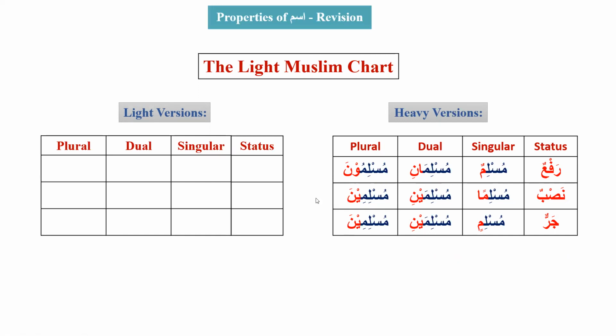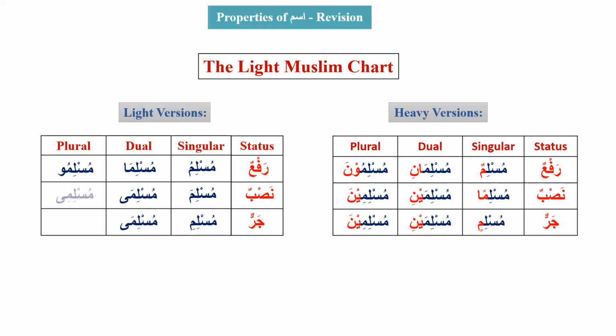Okay. Is it Muslimu, Muslima, Muslimi, Muslima, Muslimay? Don't say may. Oh, may. Muslimay. Yeah. And Muslimu, Muslimi, and Muslimi. Yeah. This is the light version, the light Muslim chart. Everybody should be able to do this.